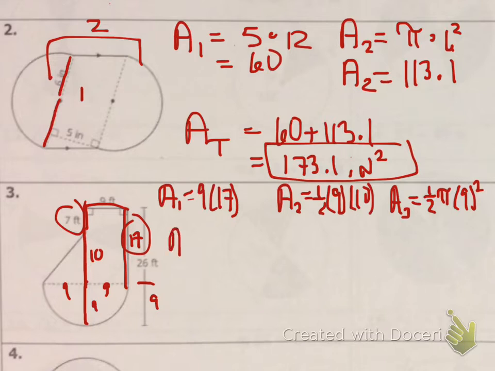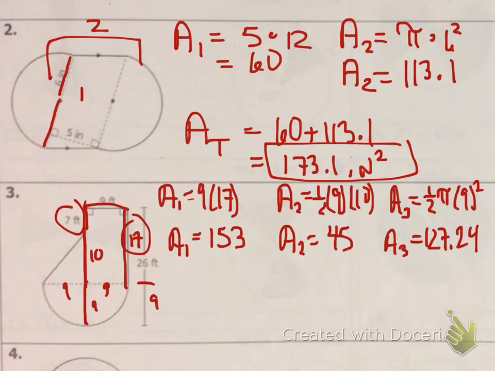And when I do that, the area of region 1 is 9 times 17, which should be 153, but I will double check. 153. Area of region 2 should be 90 and half of that, 45. And then the area of region 3 should be 127.24. And then again, the area of the total is just add up these 3. And so when you do that, you should get 325.24. Okay, so again, this is going to be longer than my usual because I want to make sure I go over everything I can.